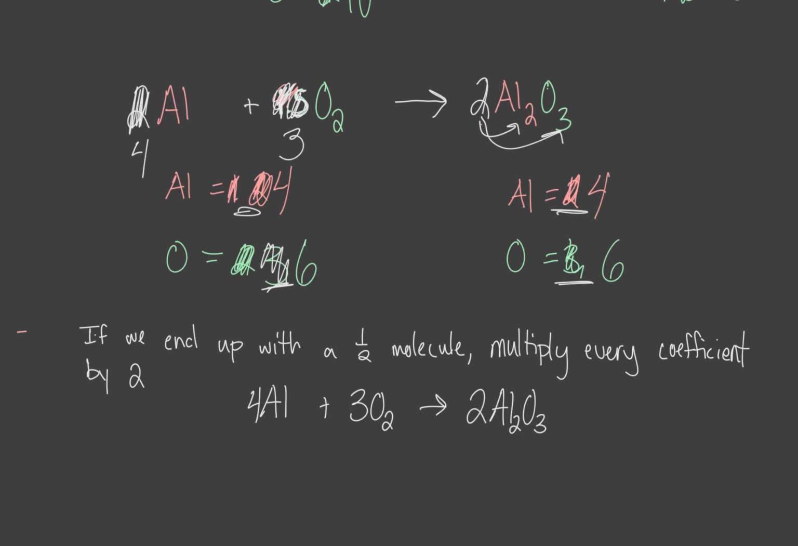So again, balancing equations: write down your atoms, count the atoms, and then change the coefficients so that when we multiply, we have a balanced equation.